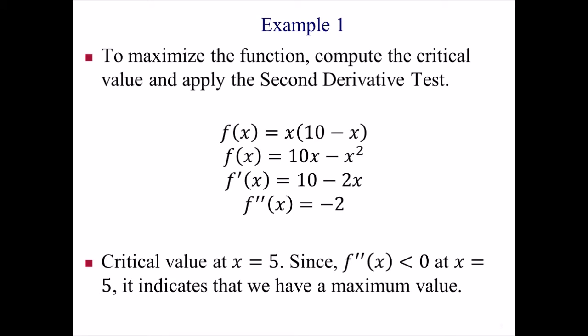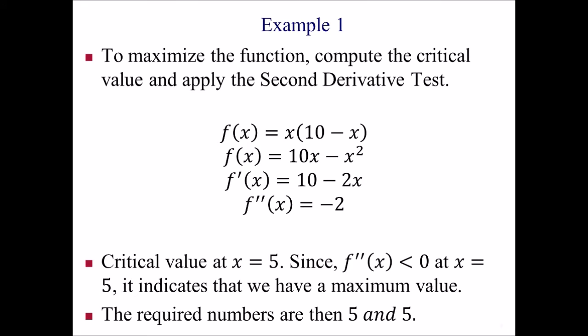Critical value is x equals 5, and we can find that by setting 10 minus 2x equal to 0. Since the second derivative is always less than 0, always negative, any critical numbers we find have to be maximums. So x equals 5 is a maximum value. Recalling that x is the first number, the second number is 10 minus x, or in this case 10 minus 5, so the second number is also 5. 5 plus 5 is 10, and 5 times 5 is 25. This number maximizes the product.